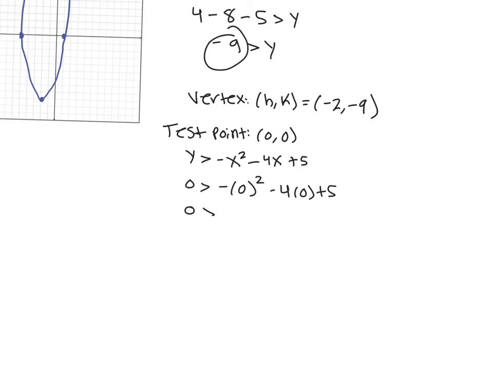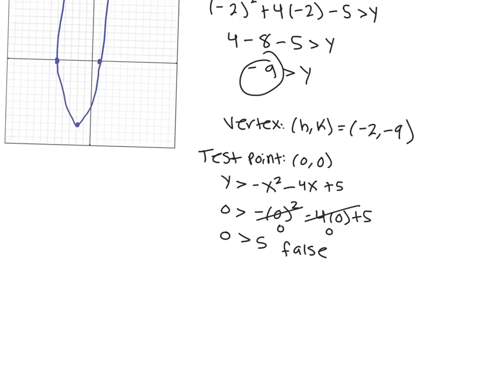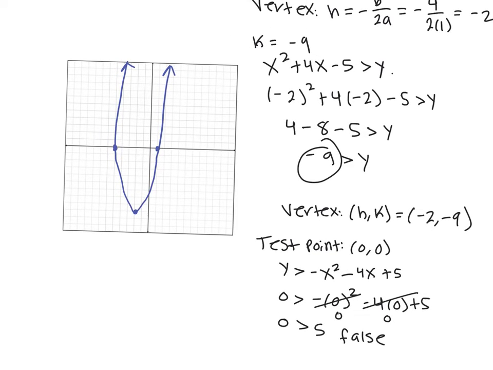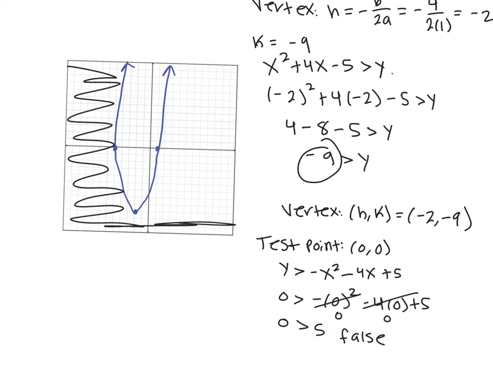So I've got 0 is greater than, this is 0, this is 0, so I'm only left with 5. 0 is greater than 5, that is a false statement. So when I shade, I am going to shade on the outside of my parabola.